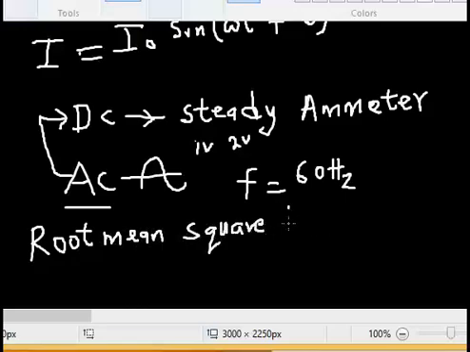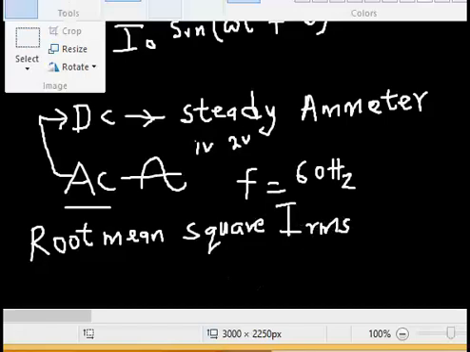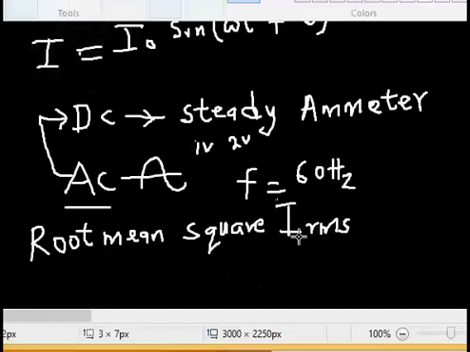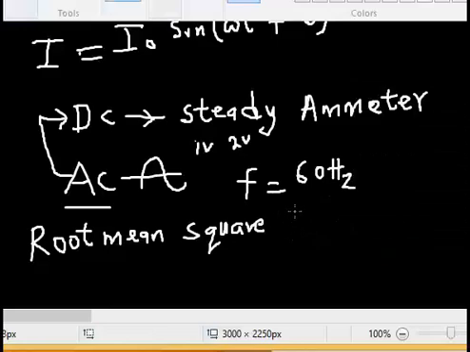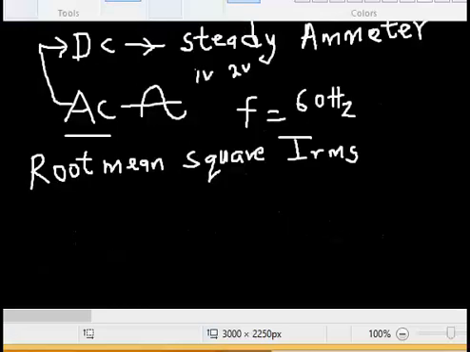So for current, we call it IRMS, root mean square value, because we cannot measure the alternating current individually, because the value changes, but rather we can measure its root mean square value. Which tells us it's equivalent to the heating effect, that is equivalent to its DC value, if that actually makes sense.